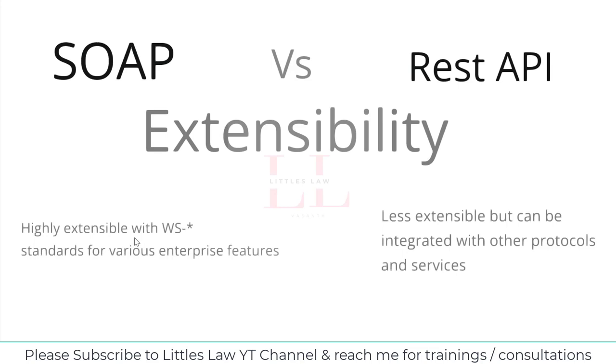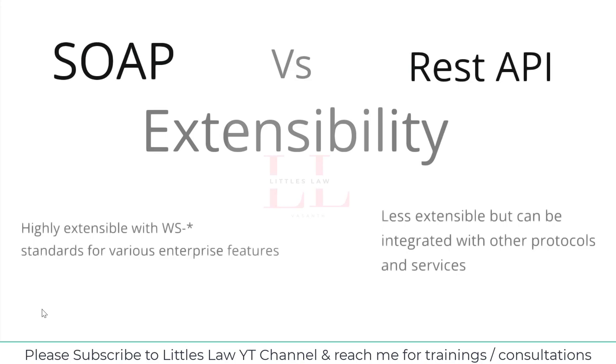So when it comes to extensibility, SOAP is highly extensible. And on the other hand, REST API is less extensible compared to SOAP, because it is designed to be simple and lightweight, and we all know it doesn't even remember what it did in the previous transaction. So it's very lightweight, right? While it can be integrated with other protocols and services, it does not have the same level of built-in extensibility as SOAP. So it can be integrated, but it cannot be extended.